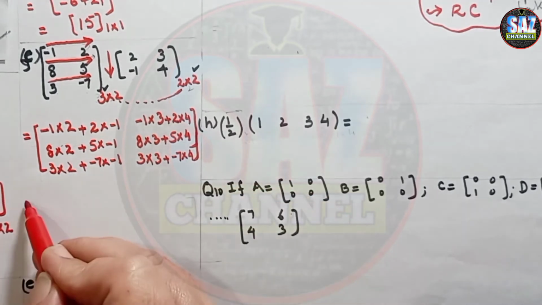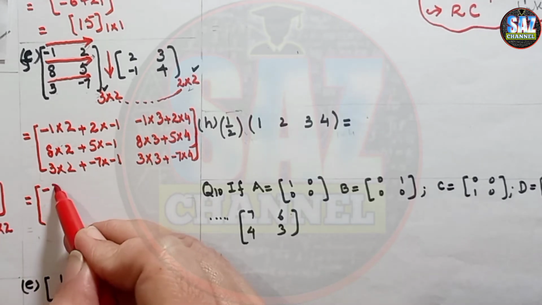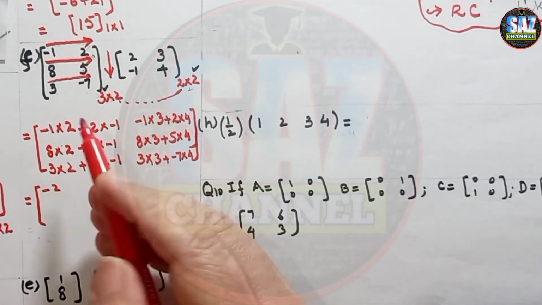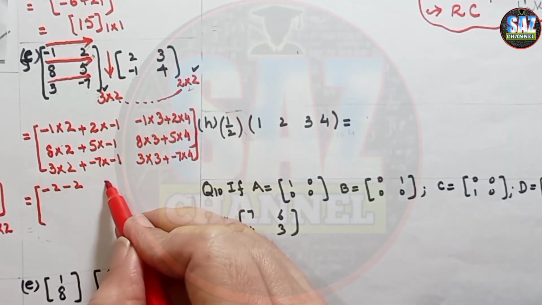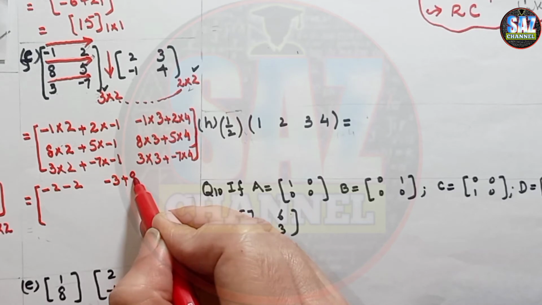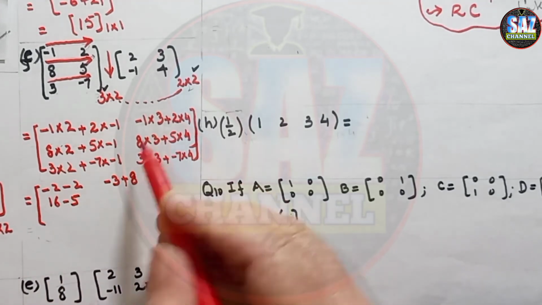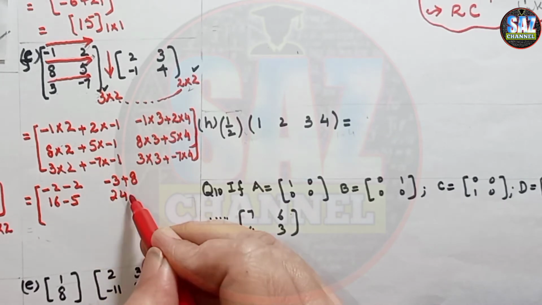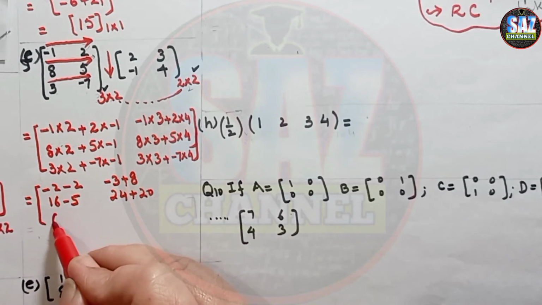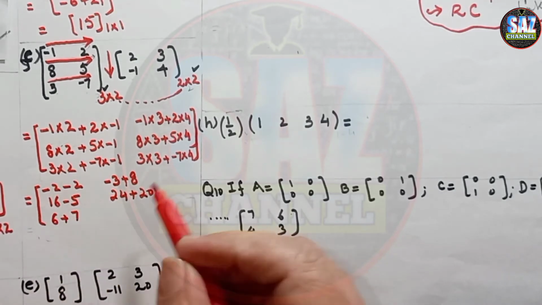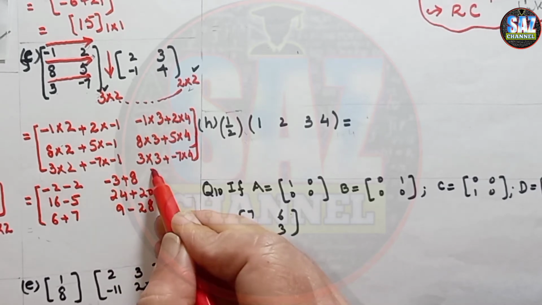And let me extend the bracket a little more. And the matrix will take the form -2, -2, -2. Okay, and then -3 plus 8. This is 16 minus 5, and 24 plus 8 is 24 plus 20, and this is 6 plus 7, and 9 minus 28.